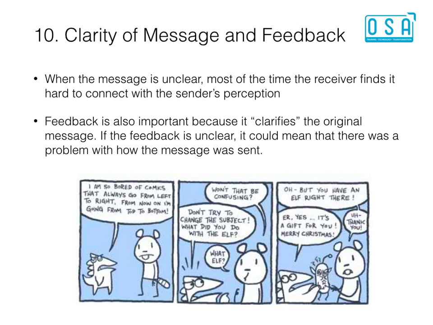And last one would be your clarity of message and feedback. When the message isn't clear, most of the time the receiver finds it hard to connect with the sender's perception. Feedback is also important because it clarifies the original message. If the feedback is unclear, it could mean that there was a problem with how the message was sent. So we always have to make sure that whenever we send a message, we ask questions, we clarify. Did you understand what I say? Or sometimes an effective way would be to ask questions. That way, you would be able to clarify if the receiver got the message.